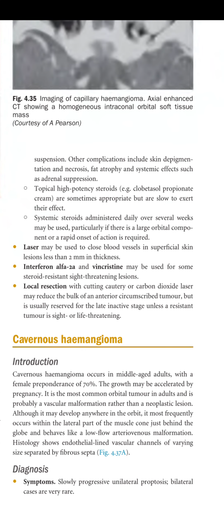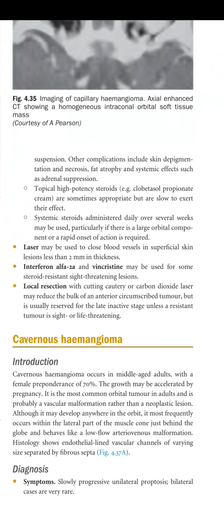So next is the cavernous hemangioma. Introduction: cavernous hemangioma occurs in middle-aged adults with a female preponderance of 70%. The growth may be accelerated by pregnancy. It is the most common orbital tumor in adults and is probably a vascular malformation rather than a neoplastic lesion.